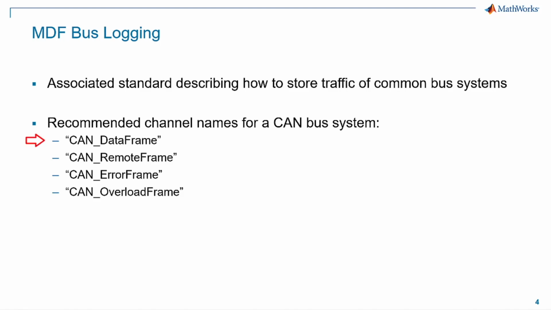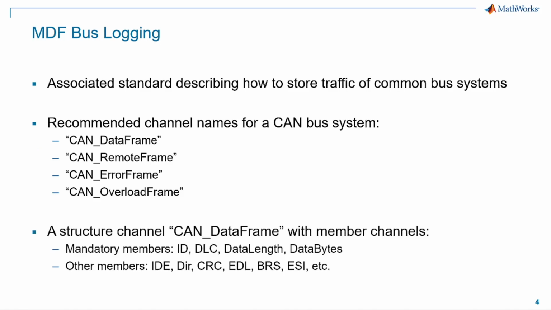Because only data frames are used for actual data transmission, we will place a lot of emphasis on these as they are important in data analysis and model-based design workflows. Just like a CAN data frame contains several defined fields, a CAN data frame channel is defined as a structure channel that contains a number of member channels. Some members are mandatory, while others are optional, such as IDE, BRS, and ESI.